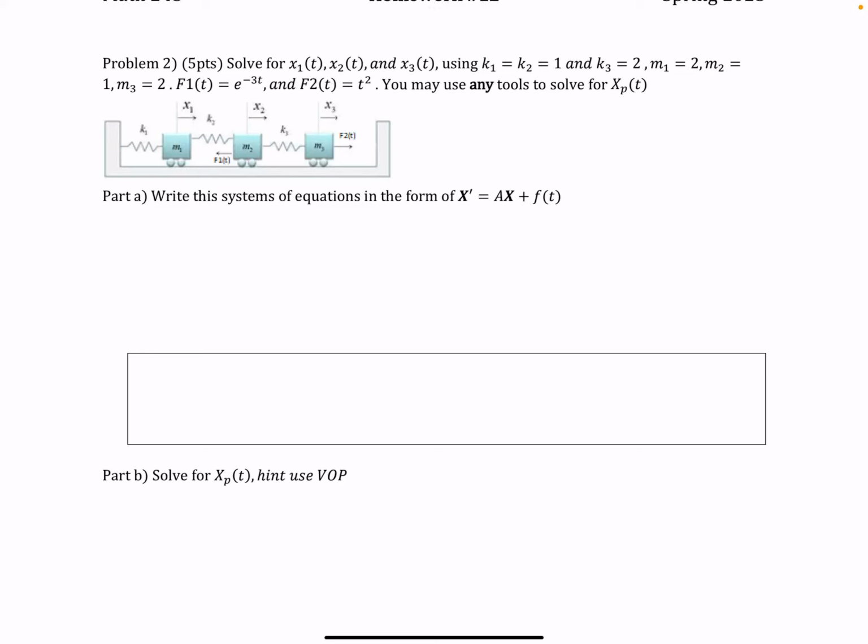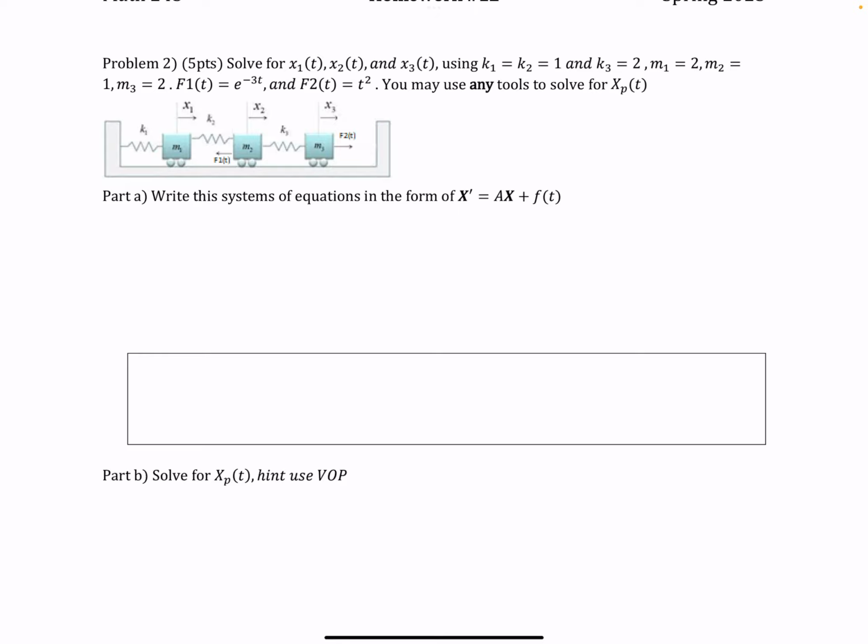Solve for x1 of t, x2 of t, x3 of t using k1, k2, and k3. Okay, it's giving us all the different values. You may use any tools to solve for x of p of t.